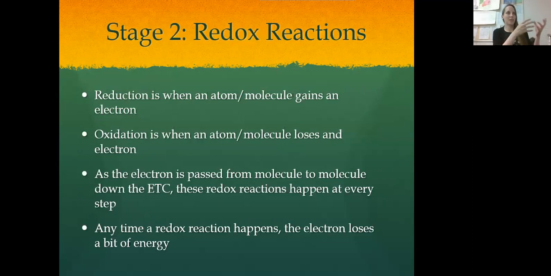Anytime you have these redox reactions happening, the molecule that is gaining the electrons is called reduced. So that molecule is being reduced when it gains electrons. Oxidation is the molecule that's losing the electrons, that's passing the electrons on. So that's why every time an electron moves between 2 molecules, one of them is losing the electrons, so it's being oxidized. The other one is gaining the electrons, it's being reduced.